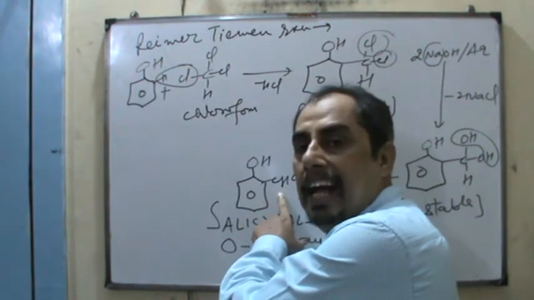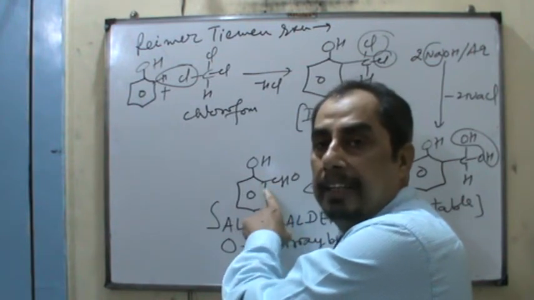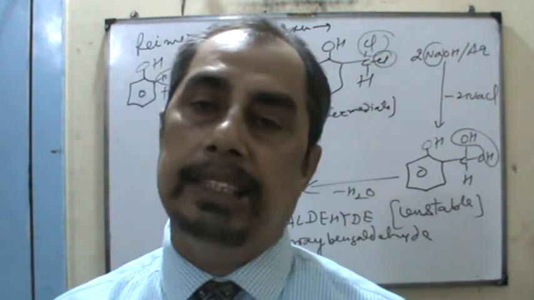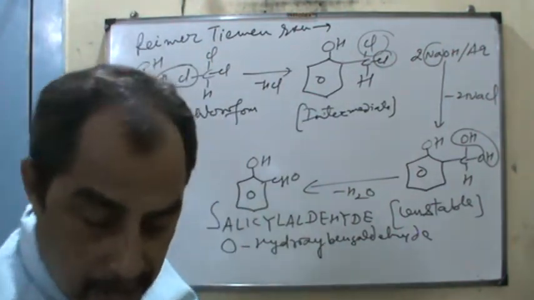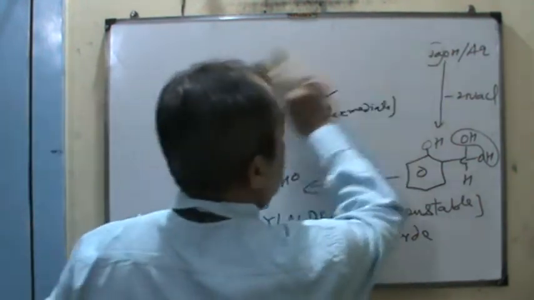Aldehyde is senior to the alcohols. So this is to be taken as 1 and the next will be taken as 2. So the alcohol becomes a prefix, and it is to be taken as hydroxy. So 2-hydroxybenzaldehyde. Now, it is all about the Reimer-Tiemann reaction.